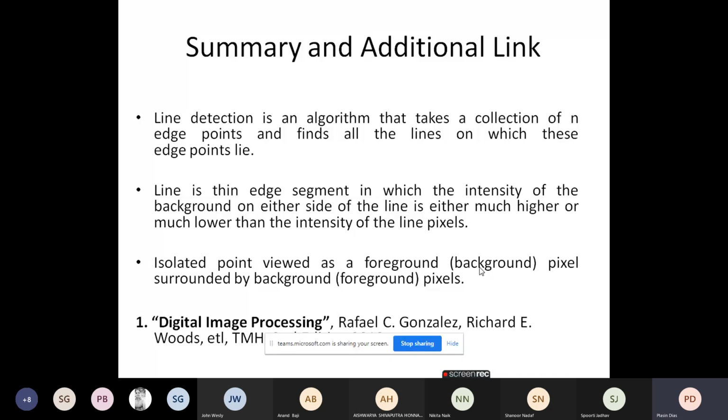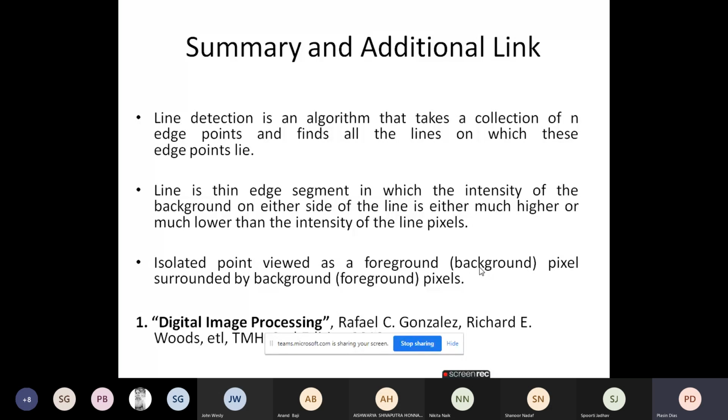You can say that a line is a thin segment wherein we are observing the intensity of the background on either side of the line as much higher or lower. Now you want to check the intensity of the line pixel. And lastly, when we say isolated point, we are talking about, when we consider a foreground pixel, the surrounding pixels are considered as background pixels, and if you consider a background pixel, the surrounding pixels are considered as foreground pixels. So that's why an isolated point is viewed as either a foreground or background pixel.